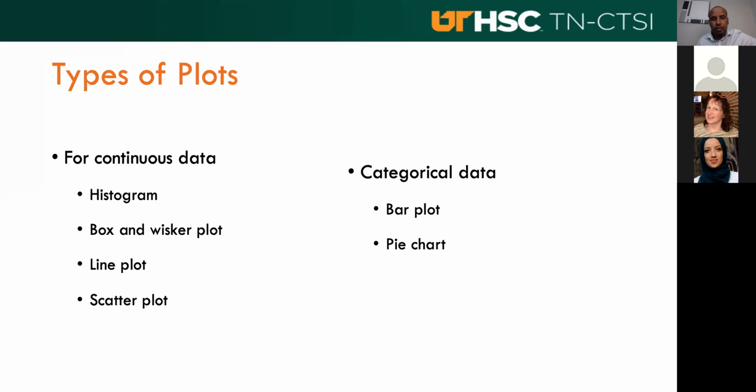So there are different types of plot that you can use, and make sure to pick the right one. For continuous data, we might use histogram, box or whisker plot, line plot, scatter plot. And for categorical data, you might want to consider bar plot or pie chart.